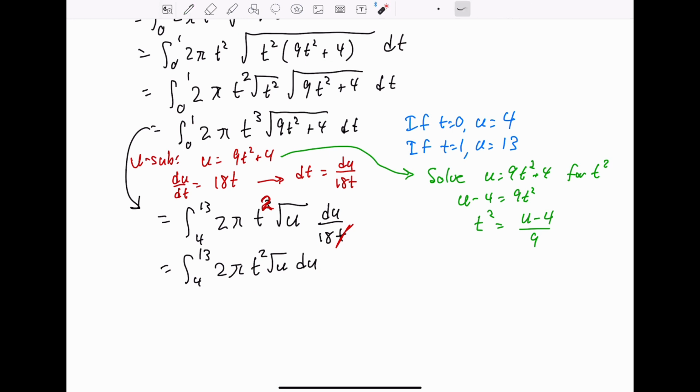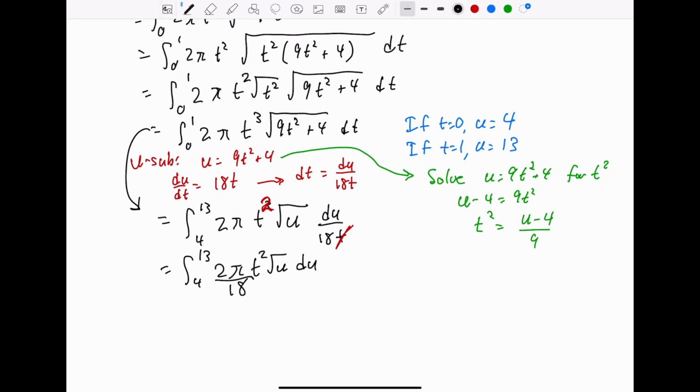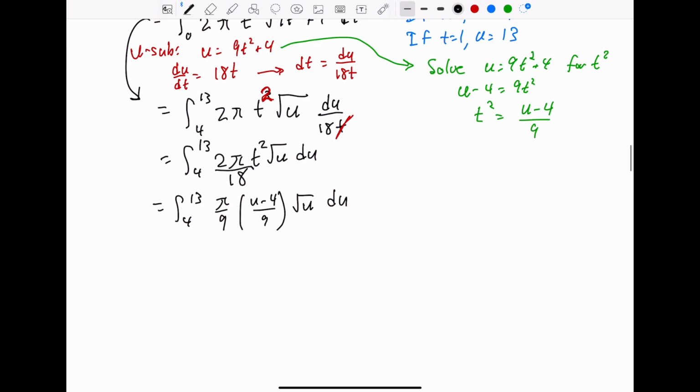We'll replace the t squared here with u minus 4 divided by 9. Oh, and I'm forgetting, there's a multiple of 18 that I still have in the denominator, so this should still be over 18. This is honestly a complicated integral. This is about as difficult of a substitution integral as we've ever seen. It's quite involved, but hang in there, we've almost got the final answer. We have the integral from 4 to 13, 2 pi over 18, let's just write that as pi over 9. And then t squared is u minus 4 divided by 9, times the square root of u du.